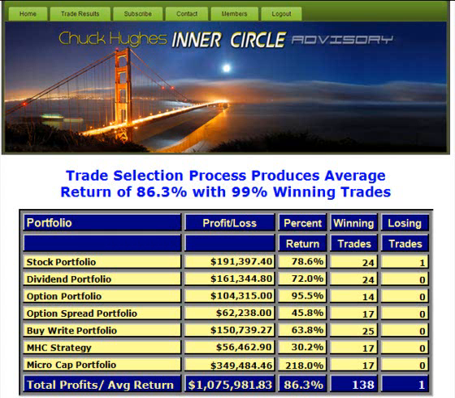I use my high accuracy trade selection process to make trade recommendations for my Inner Circle advisory service. And I'm displaying the current open trade profits for the advisory. We currently have an average return of 86% for the 6 portfolios and 99% winning trades. So you can see that the high accuracy trade selection is doing very well this year.